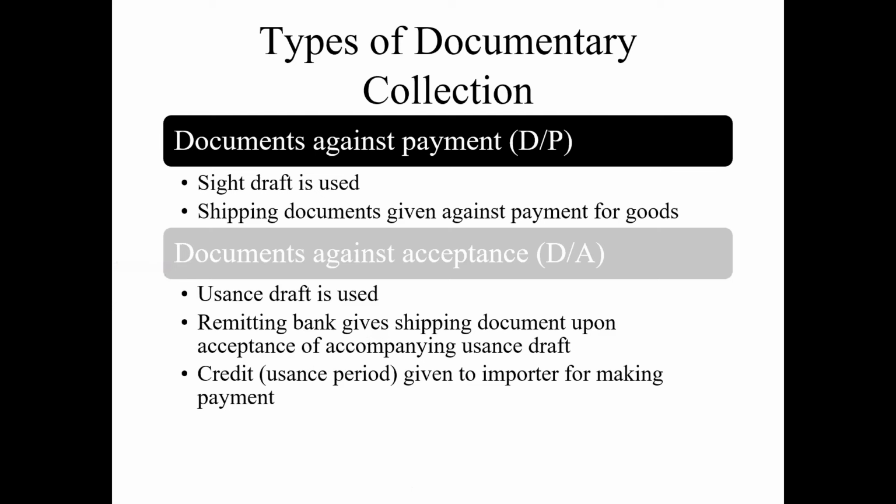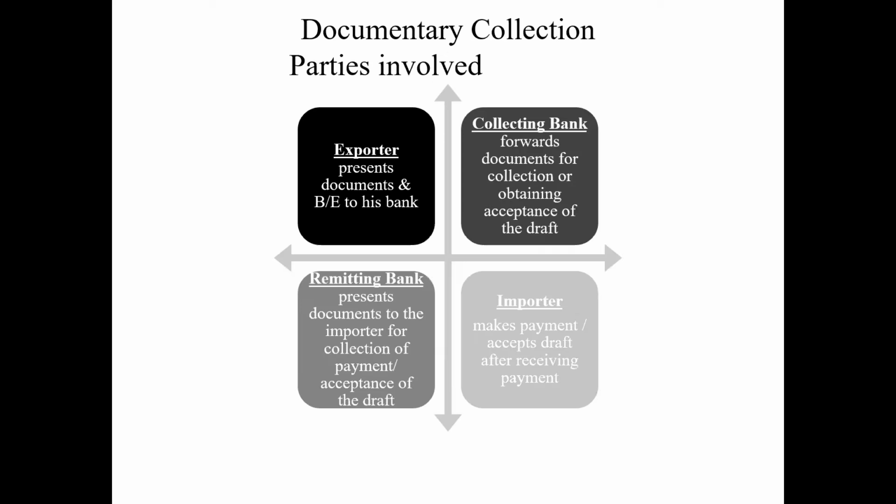Whereas in case of document against acceptance, a usance draft is used. The importer receives the shipping documents only after he accepts the usance draft. Accepting the draft means that the importer gives confirmation that the payment will be made within the credit period. To understand the mechanism of payment in case of documentary collection, we must know about the various parties involved in the entire process. Apart from the exporter and importer, banks are also involved in this process.